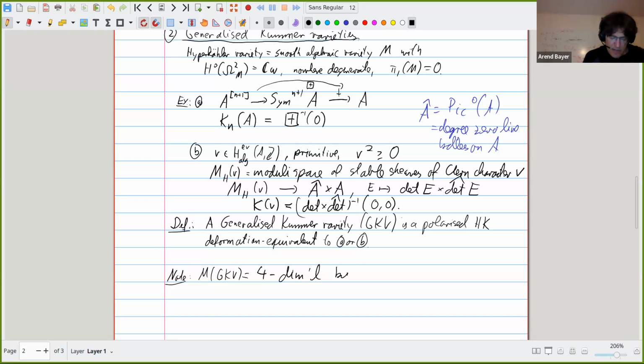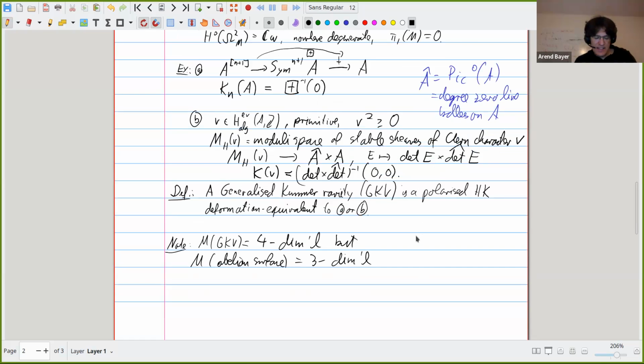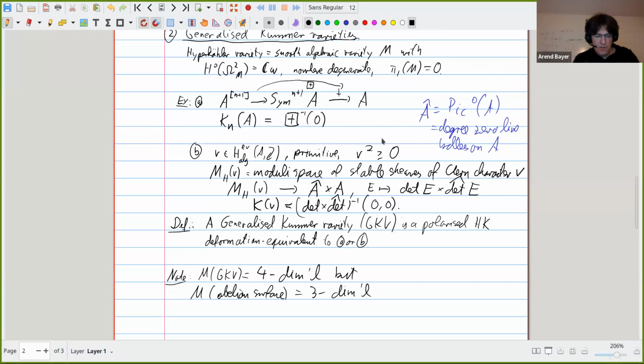Right, but recall that the moduli space of polarized abelian surfaces is 3-dimensional. And so again we see that here we have one missing dimension. Okay, any questions on this part before I jump to our results?